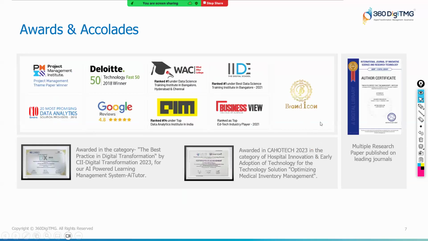These are some of the awards and achievements that we have. Our students do a lot of research, friends, and the research work gets published in various international journals, including their credits. So as students, they also get these credits, right? This is one of the student certificates.